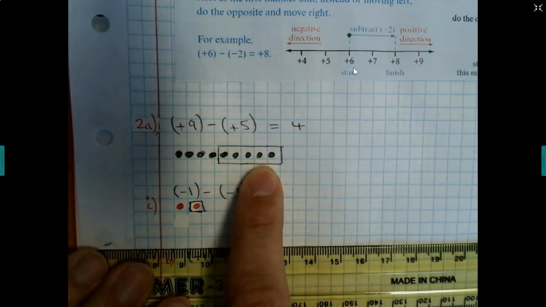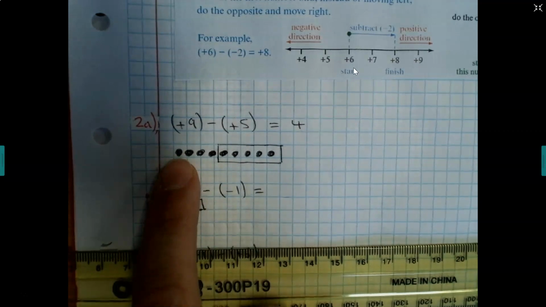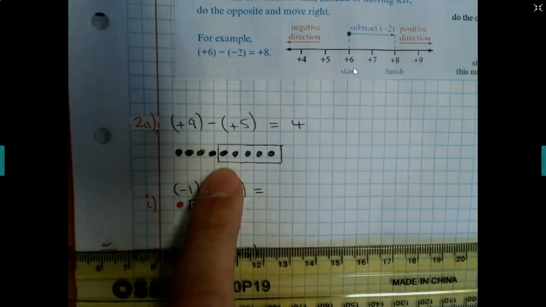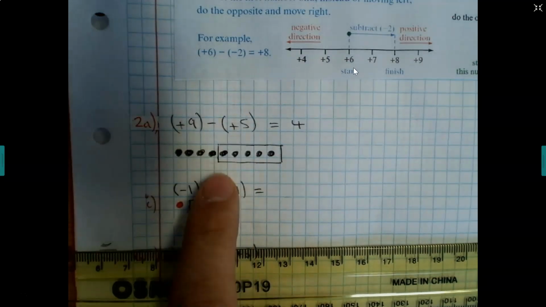So essentially, this is going to be... now I've confused myself. So I've got positive 9. I'm subtracting positive 5.